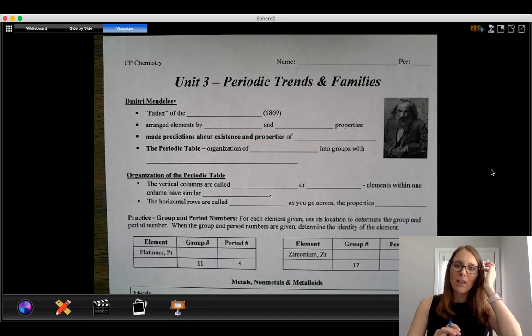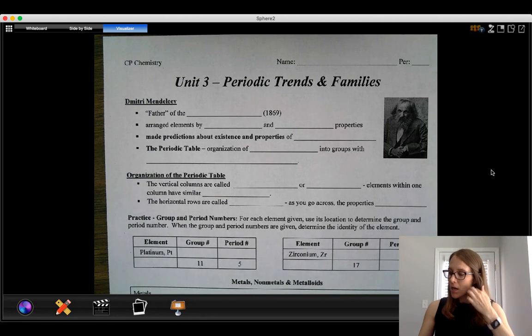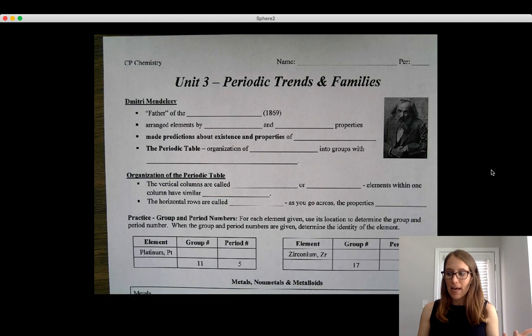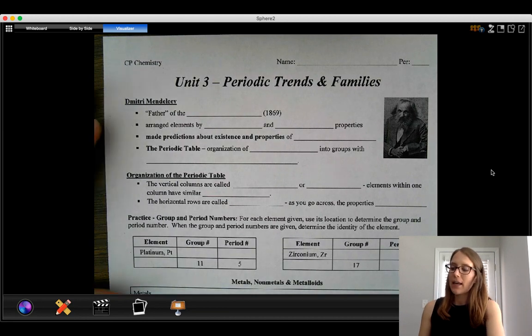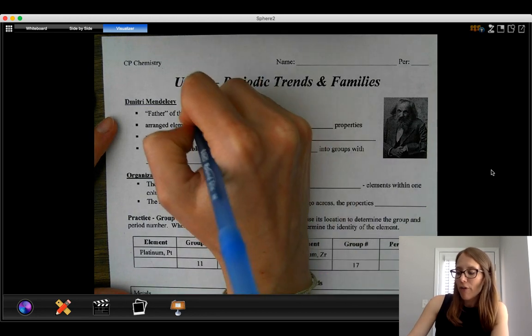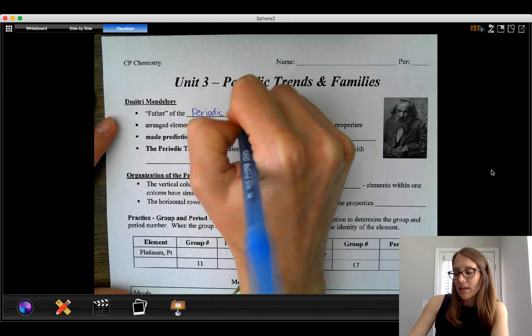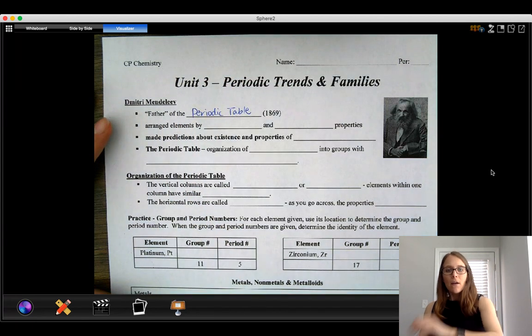So Unit 3 is all about the periodic trends and periodic families. So the first thing on here is the whole idea of the periodic table. We can kind of trace that back and give credit for our periodic table to a scientist named Dmitri Mendeleev. He is known as the father of the periodic table. He worked on this in the 1800s.